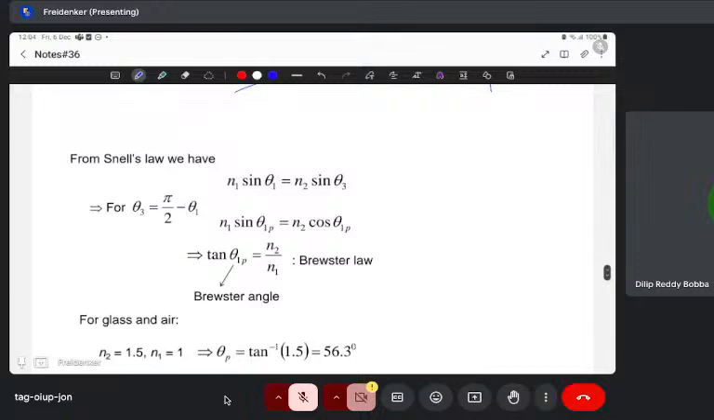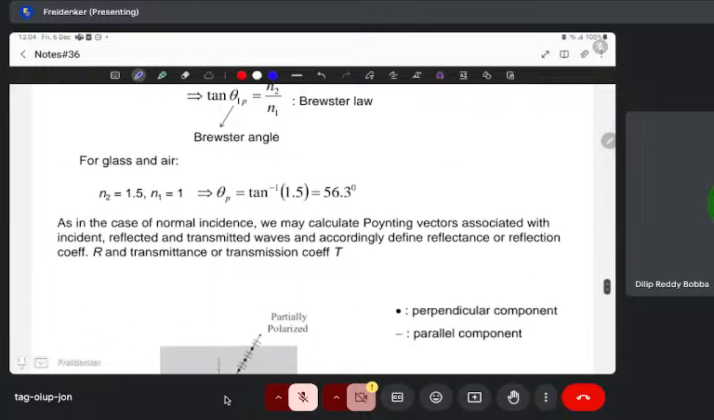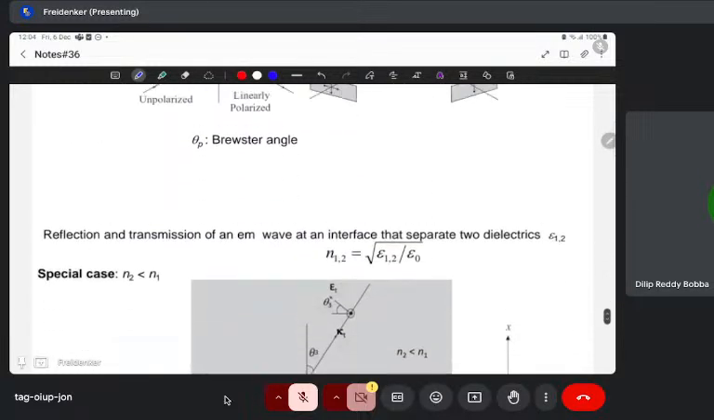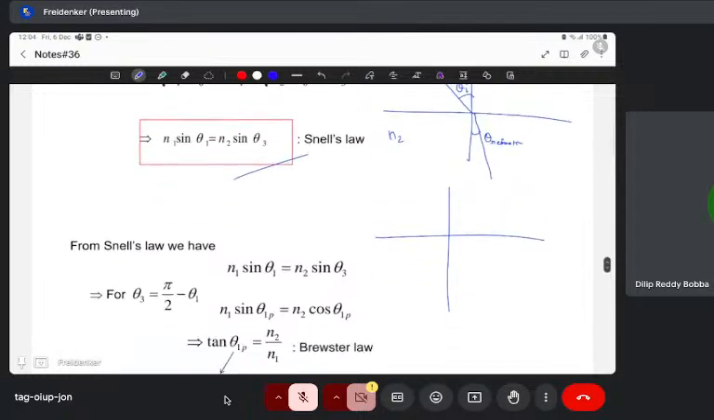Now, what is Brewster's angle? We saw there is something called critical angle. Did it come, critical angle? I think it will come after this. Maybe, I don't know. Did we cross critical angle? I don't remember. I remember taking a class, no? That their critical angle was a total internal reflection.